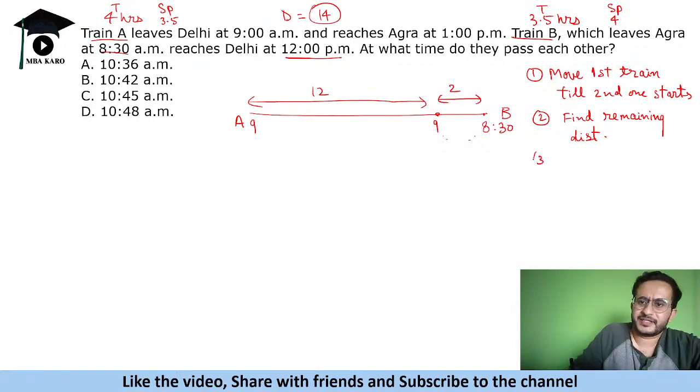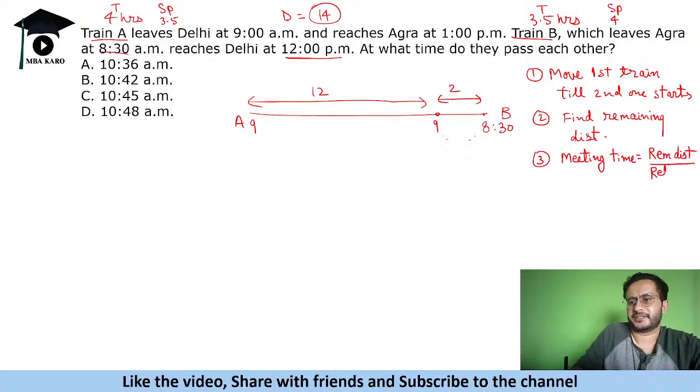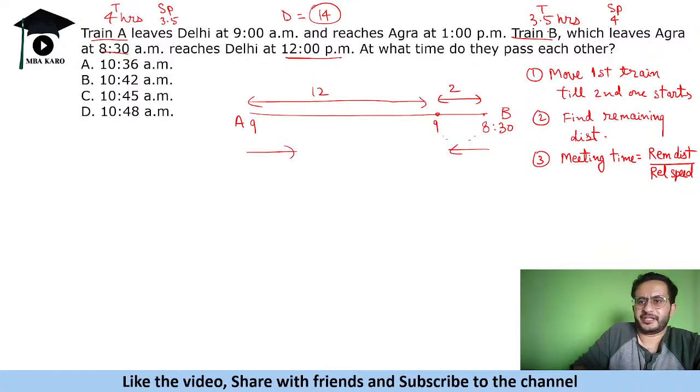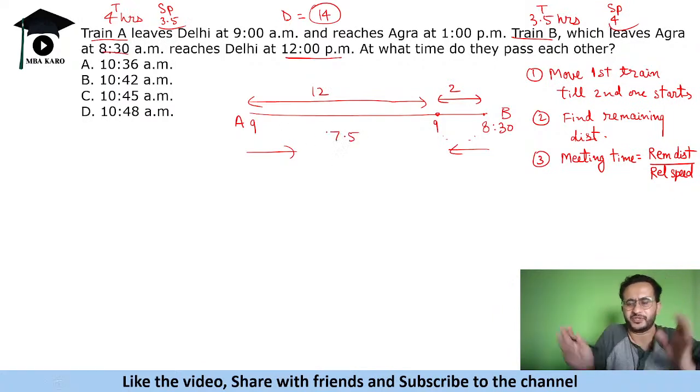Then third step is meeting time is equal to that remaining distance upon relative speed. Since in these questions the trains will be moving towards each other, the relative speeds are added up. So relative speed is 4 and this is 3.5. So they are moving actually at a speed of 7.5 towards each other.